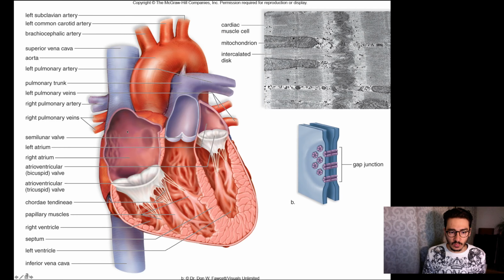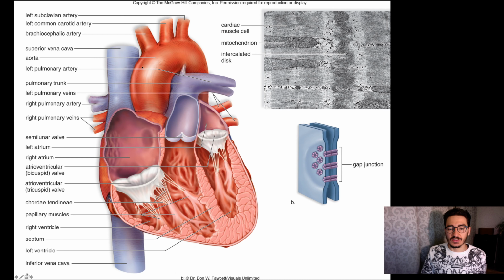The first one is the vena cava. The superior vena cava comes from the upper body portion, and you have the inferior vena cava, which is going to bring blood to the right atrium from the bottom portion of your body. So this is one vessel I want you to remember, the first one. The second vessel which I want you to remember is the aorta.